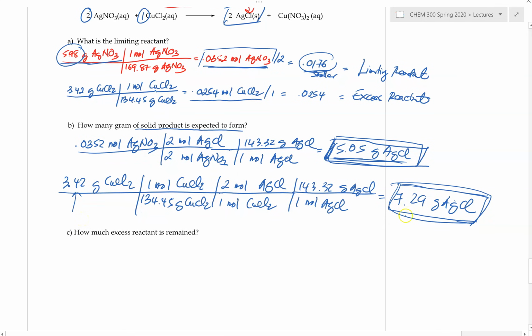Good. So again, this is why once we do this calculation right here, we know that this is how much product that we can make right here. And now the reactant that is producing this amount of product right here, which is the silver nitrate, becomes our limiting reactant. Okay.